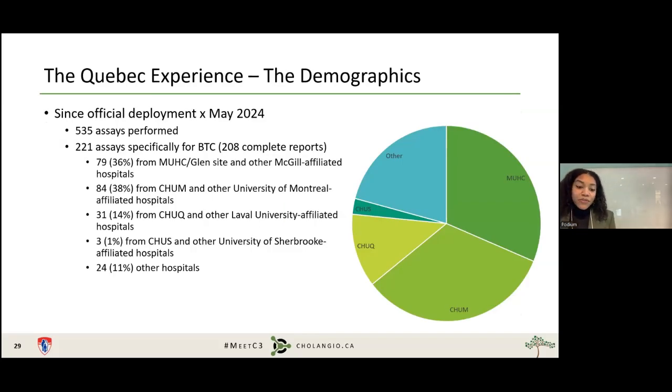So what we've seen so far since May 2020, in terms of the demographics, the bulk of the patients that we have tested do come from the two big universities in Montreal, so us and CHUM and the related sites. But we get about 14% of our patients that come from Quebec City and associated labs, and a little bit over 10% that come from peripheral hospitals throughout Quebec. Very little come from Sherbrooke, and I spoke with pathologists from Sherbrooke. I think it just depends on their ordering algorithm.